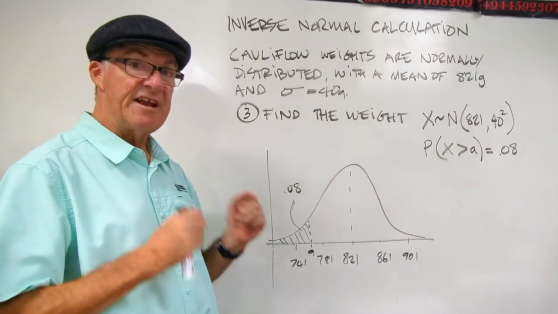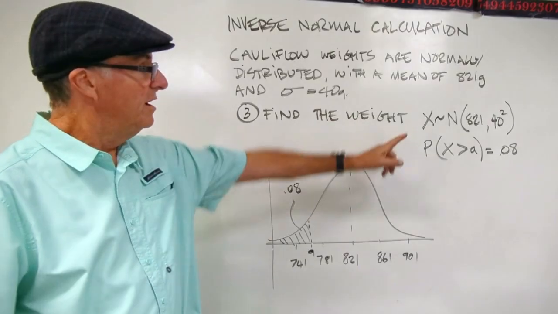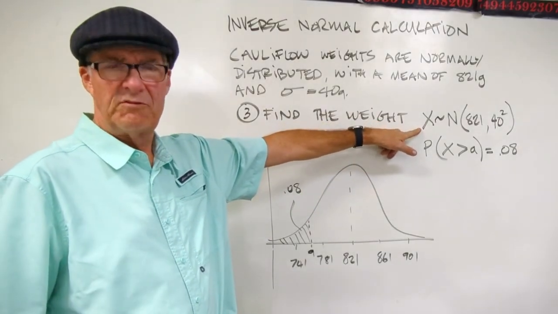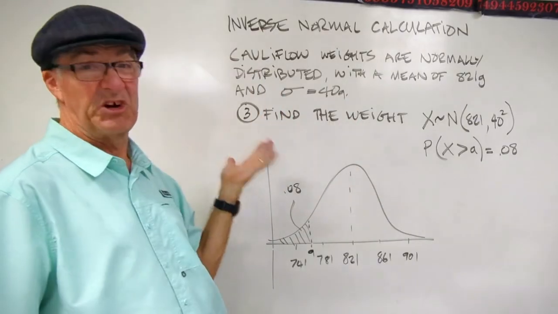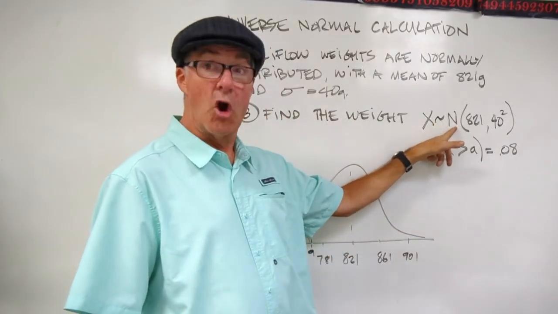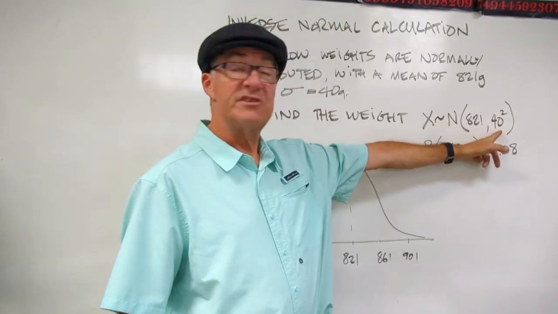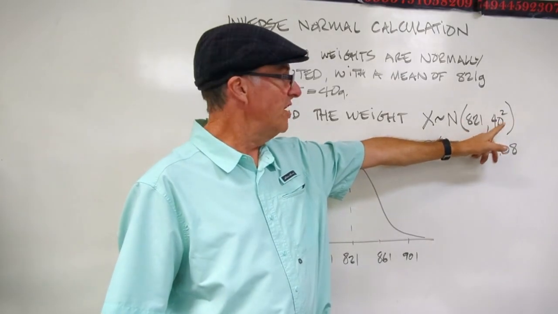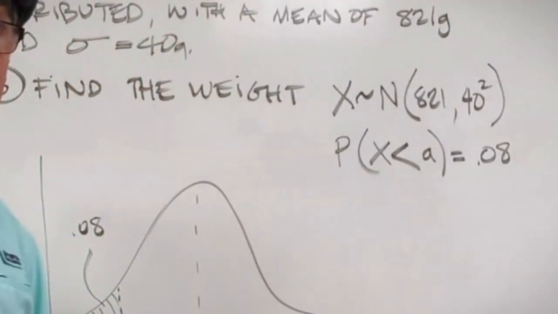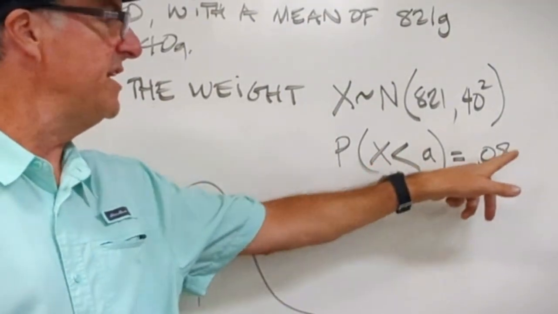Okay, check this out. I added 2 lines of notation to help us articulate this problem. Here's the territory. X, I'm using X for a random variable. I guess we could use C for cauliflower. Anyway, X is part of a normal distribution with a mean of 821 with a variance of 40 squared. Remember, the variance is the standard deviation squared. So we know that the probability of X being less than A is 0.8.